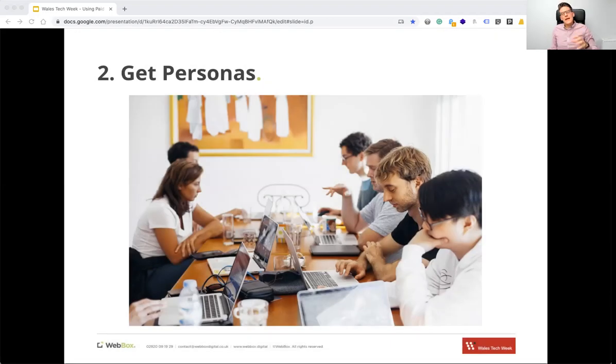Second tip is get personas. Know your audience. Understand your customers, their interests, their hobbies, their job titles, their working patterns. If you know them through and through, then it's going to be far easier for you to get in front of them because you're going to know their habits.